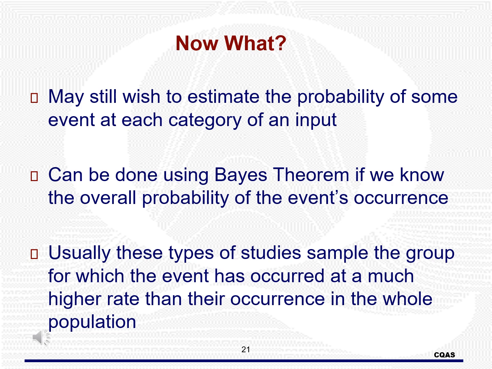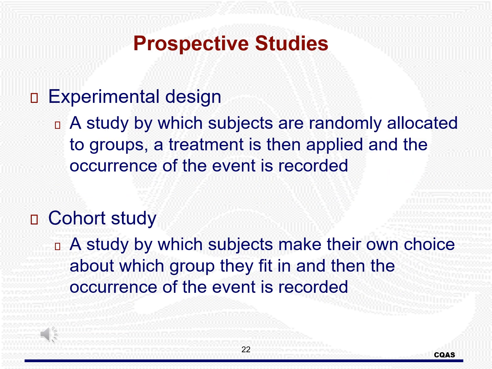Now let's talk about prospective studies. There are two main types of prospective studies. These are experimental designs and cohort studies. An experimental design is a study by which subjects are randomly allocated to groups, a treatment is applied and the occurrence of an event is then recorded. An example of this usually seen when dealing with categorical data is a clinical trial.